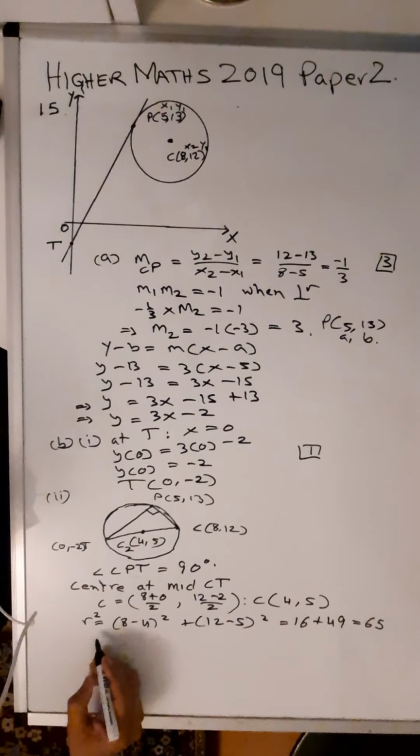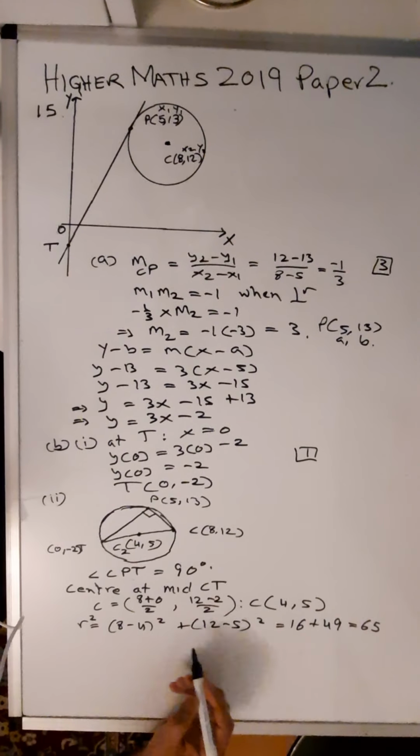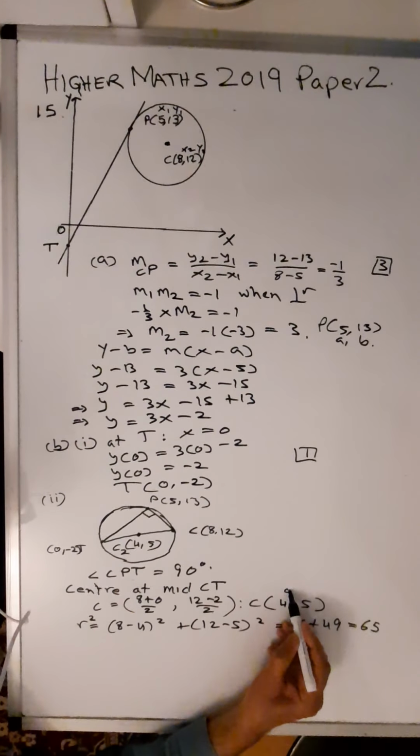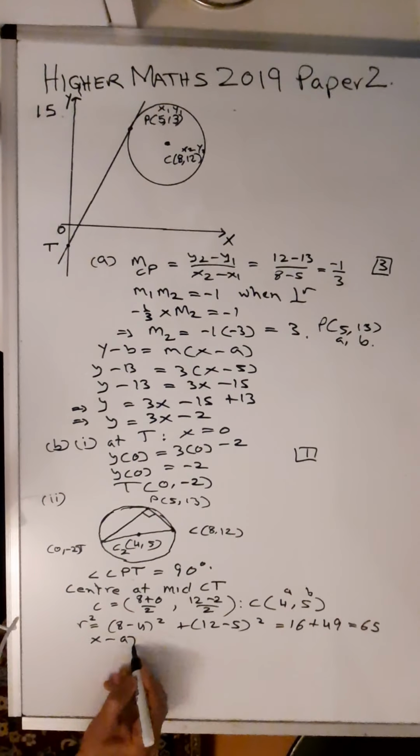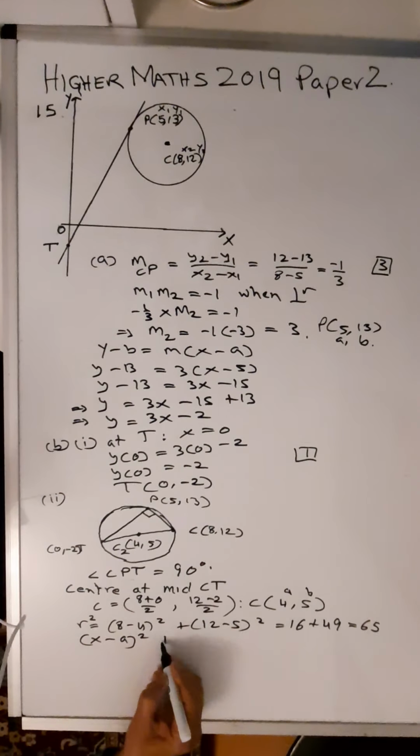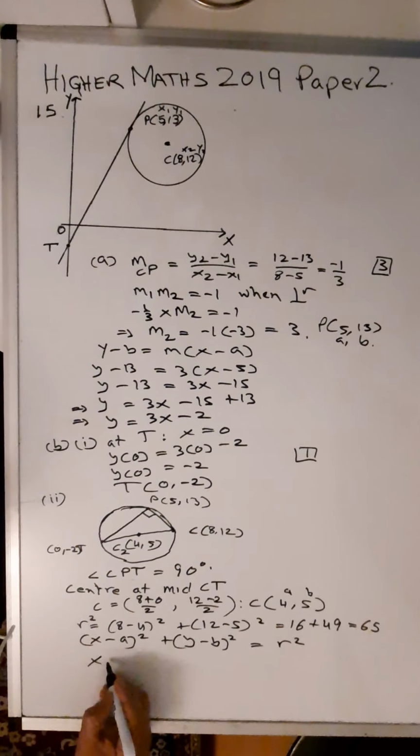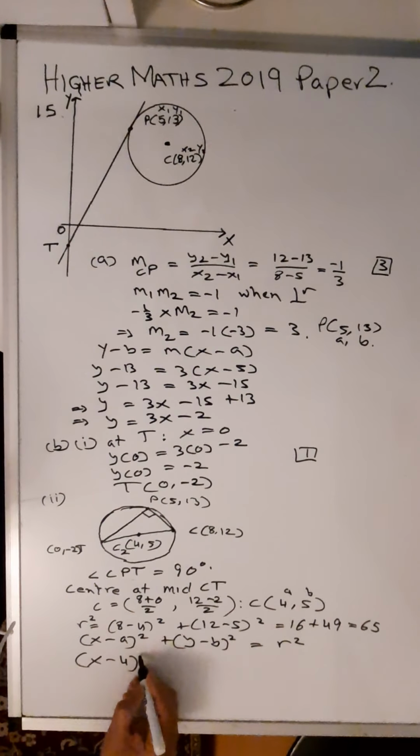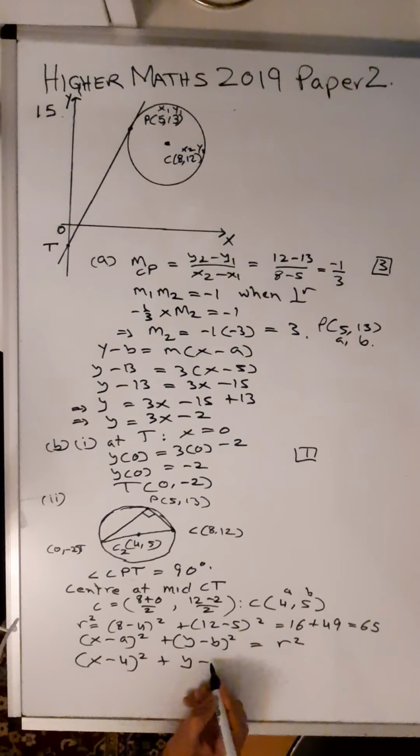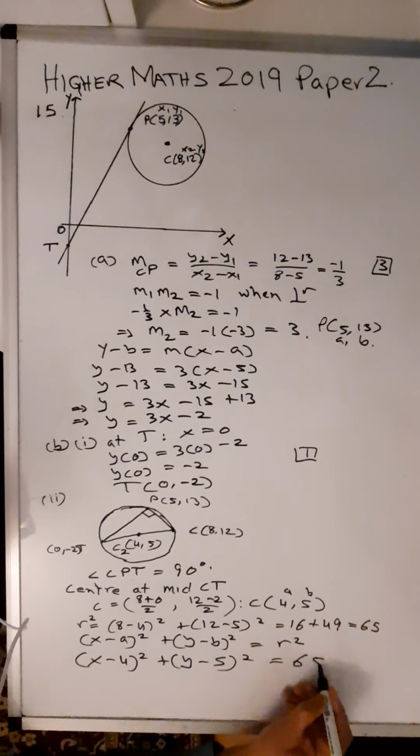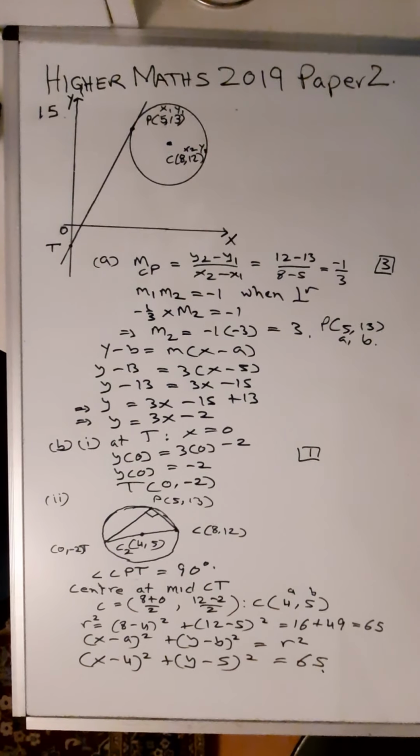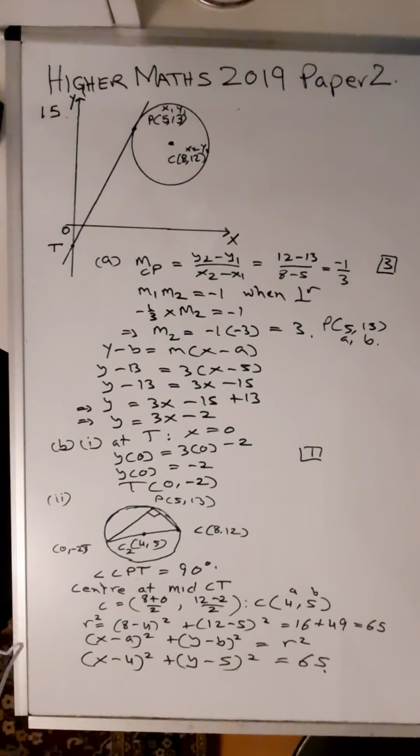So the equation of this circle, this is your (a, b), in this form: (x minus a) all squared plus (y minus b) all squared is equal to r squared. So the equation of the circle would be (x minus 4) all squared plus (y minus 5) all squared is equal to 65. That's the equation of the circle. And this is for 3 marks.